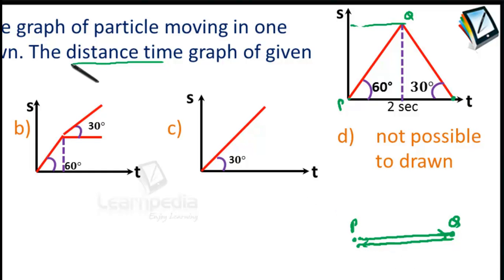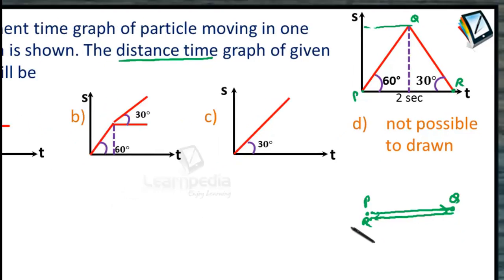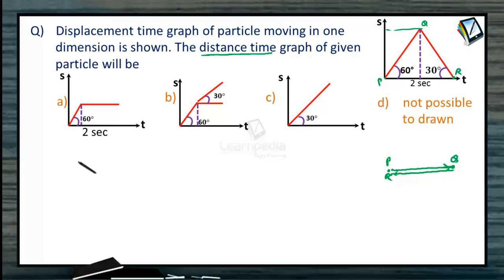But we want to plot the distance-time graph. So we need to calculate the total distance traveled from P to Q, and also the distance traveled from Q to P. So the graph we have to plot is for PQ and Q back to point P, or you can call this point R. So Q to R.